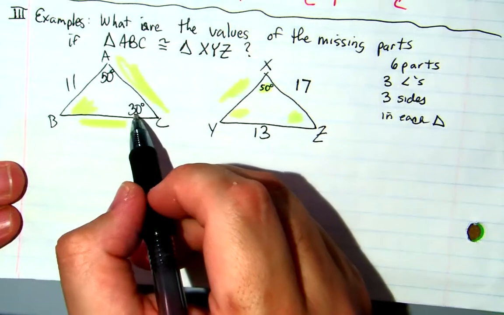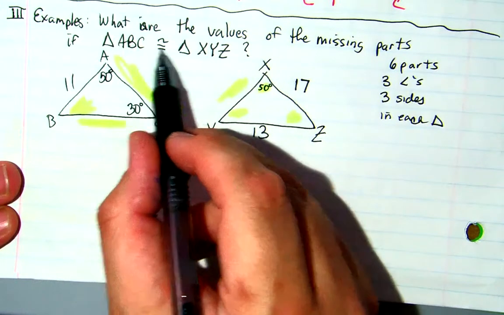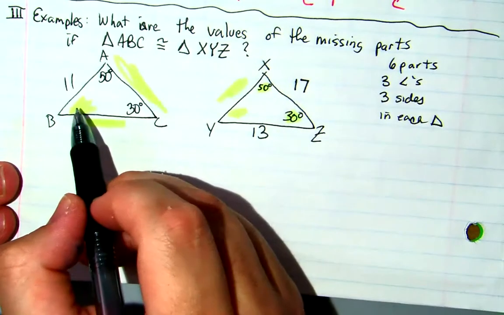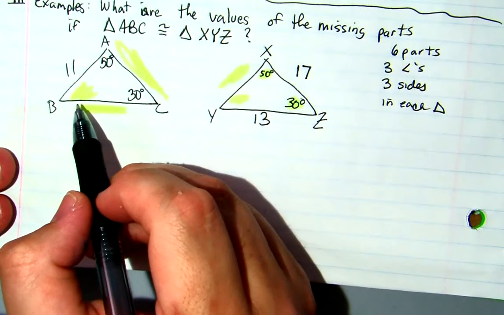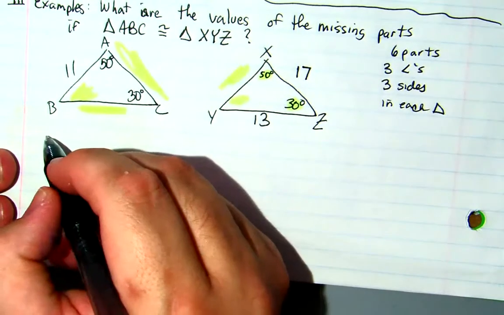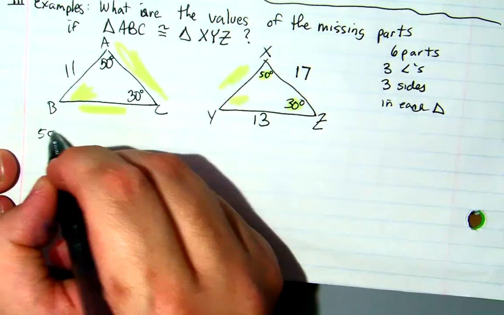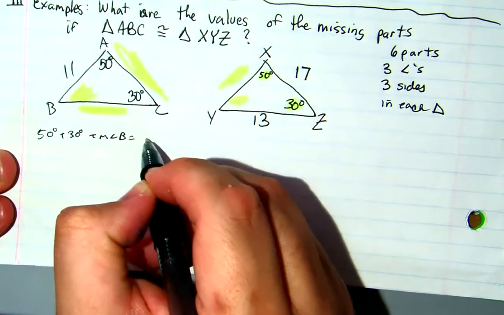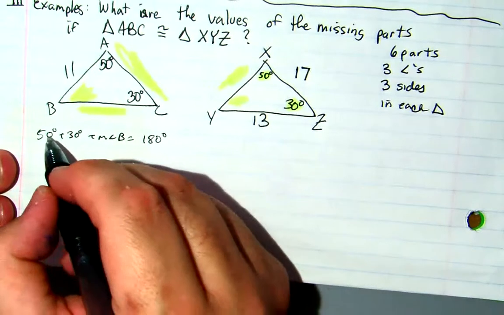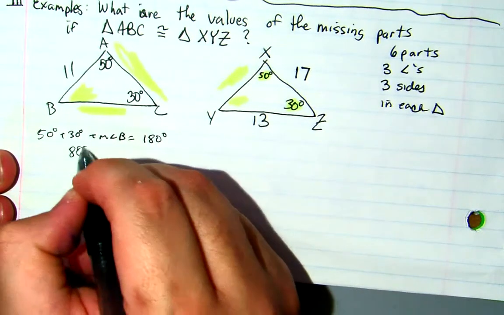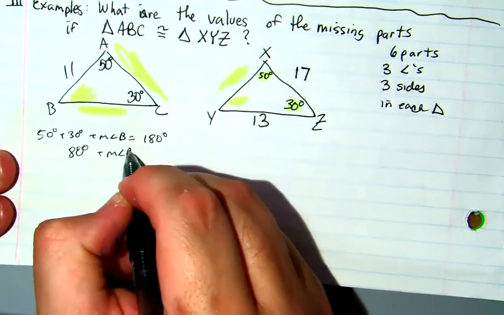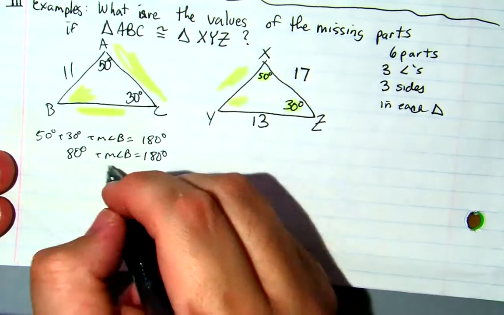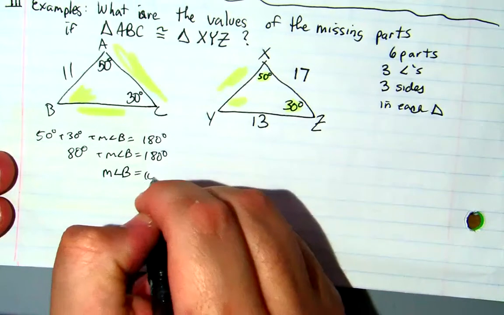If angle C is 30, angle C corresponds to which angle? Z. So I know that's 30 degrees. Now I have to figure out what this one is. What theorem do we know? Yeah, you add up the angles and you get 180 degrees. So 50 degrees plus 30 degrees plus the measure of angle B is equal to 180 degrees. What's 50 plus 30? All right, so that's 80 degrees plus the measure of angle B is equal to 180 degrees. So how much is angle B? 100 degrees. The measure of angle B is equal to 100 degrees.